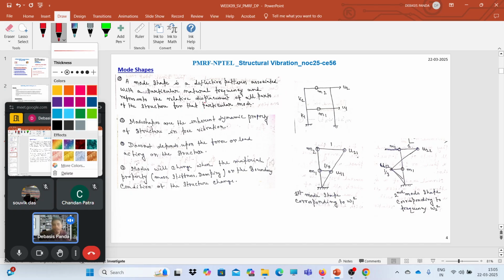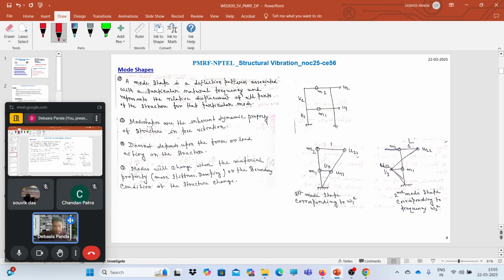We have seen different properties of the mode shapes, like mode shape is the deflection pattern associated with a particular natural frequency and represents the relative displacement of all parts. So we have solved this 2 degree of freedom system, and we have found out that this is my first mode shape, that means phi 1, which will have two components, phi 1 1 and phi 2 1. Again we have this phi 2, that means second mode shape corresponding to the second natural frequency, so we have phi 1 2 and phi 2 2, right?